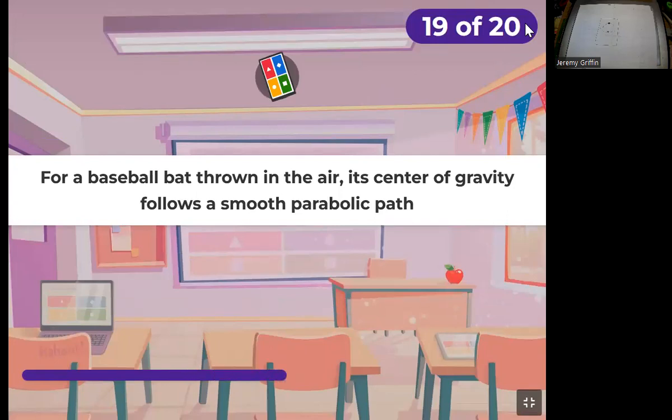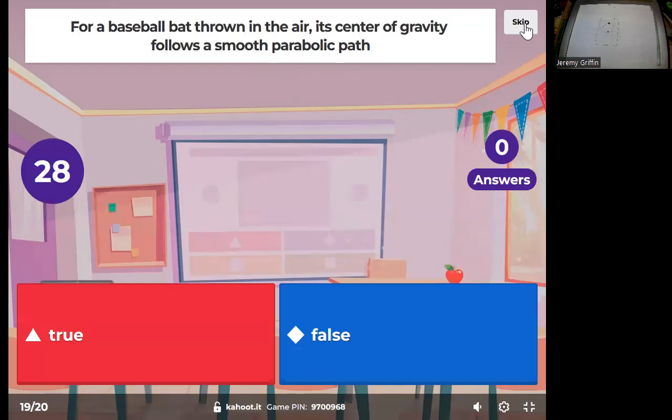For a baseball bat thrown in the air, the center of gravity follows a smooth parabolic path. Yeah, that would be the only path on the baseball bat that follows the smooth parabolic path, right? It's just the center of gravity. Okay, all the other parts are following weird spiral shapes, but yeah, center of gravity of the bat. Do that.